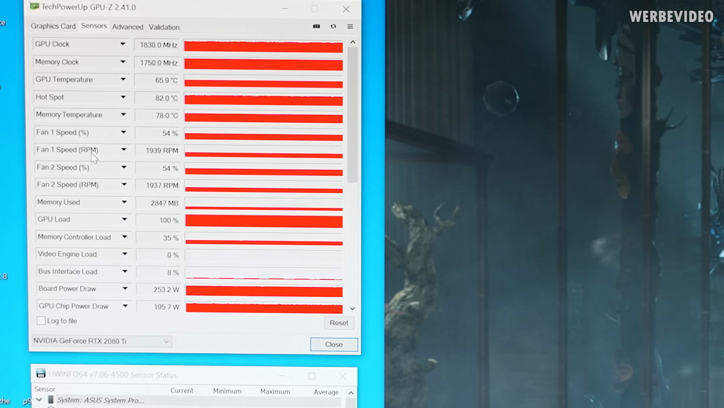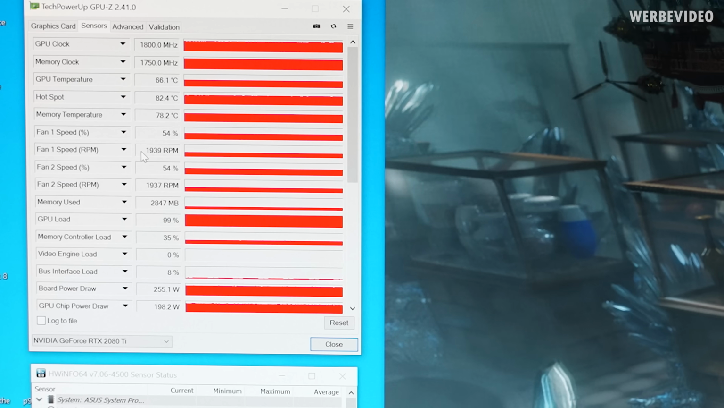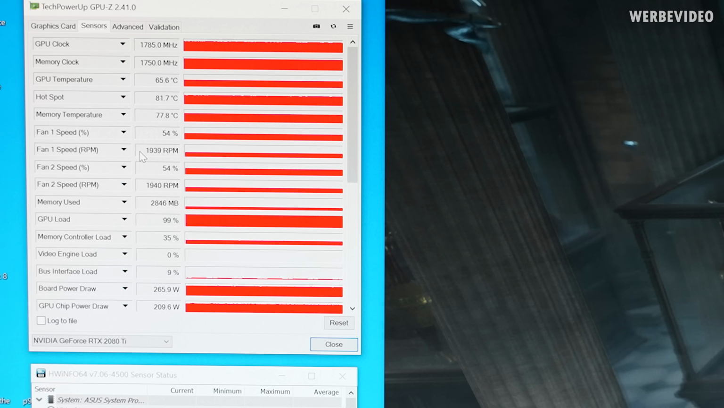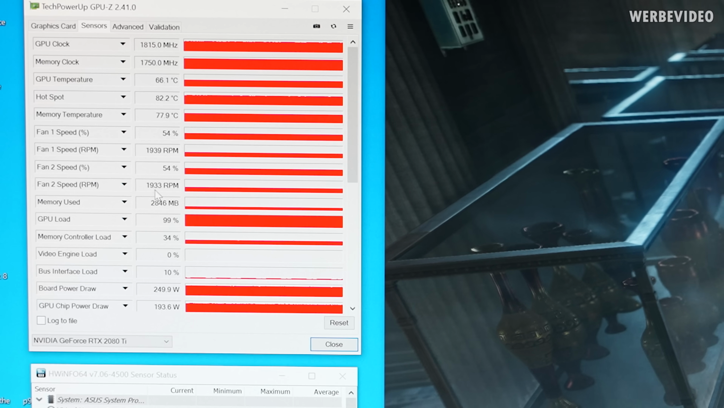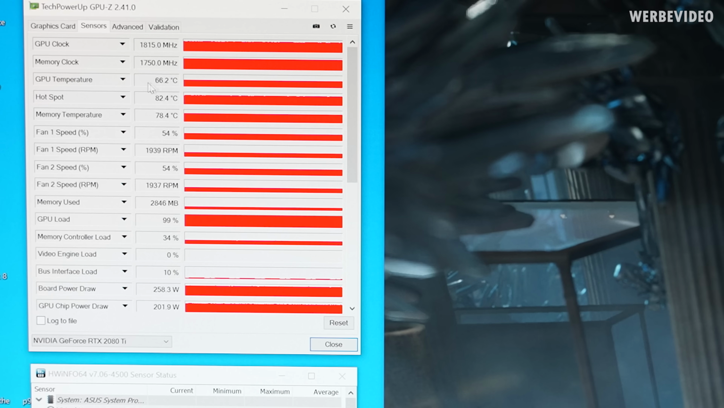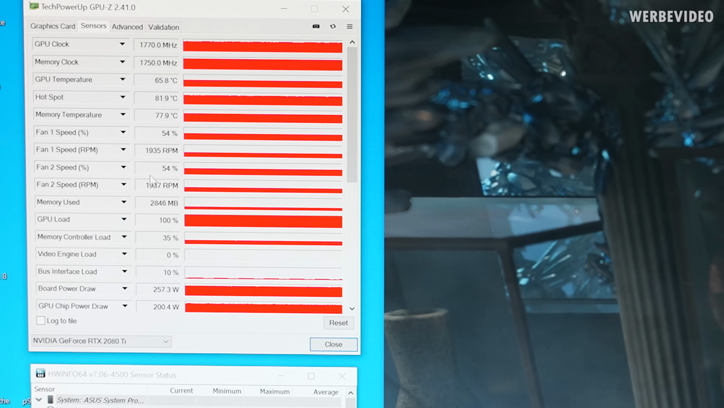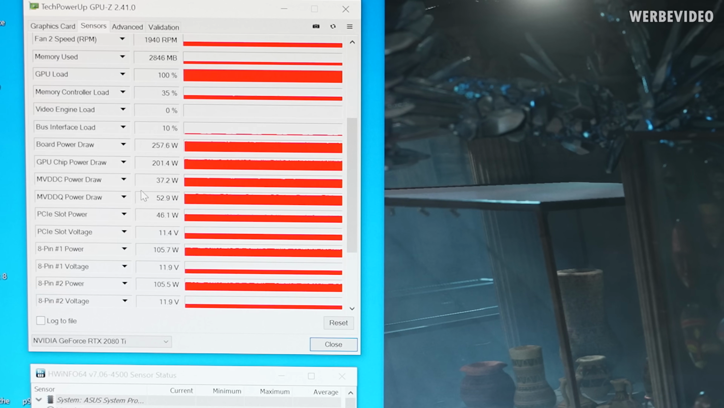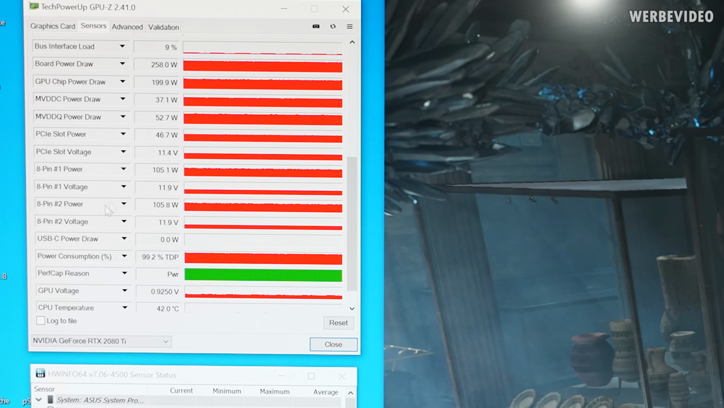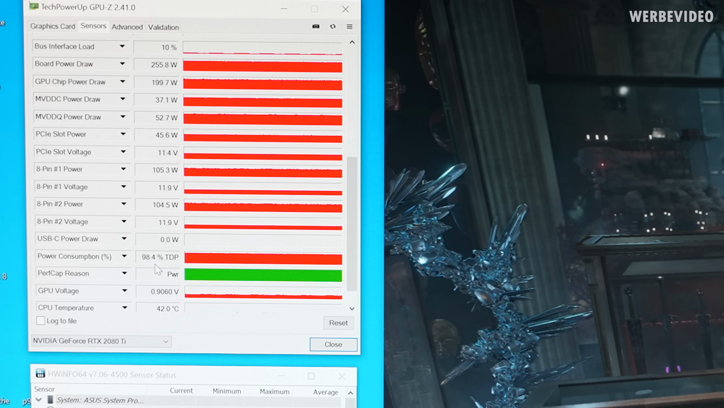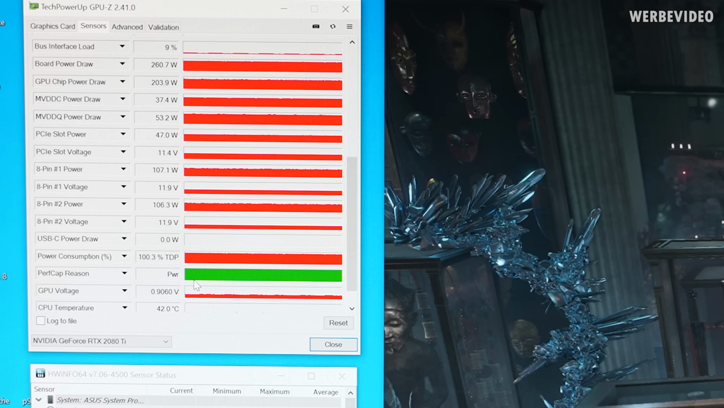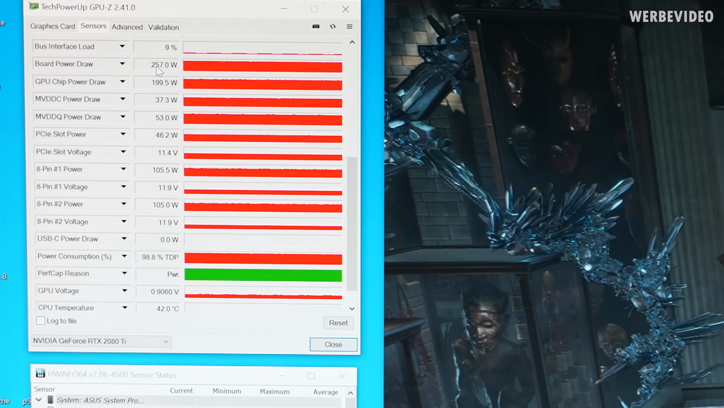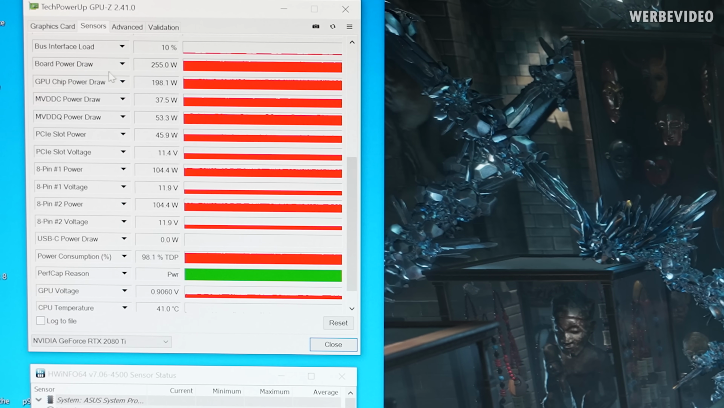GPU temperature is not going to be that relevant. It's going to be more relevant to check out the fan speed, because if we increase the power consumption of the GPU, it's more likely that the fans will spin higher instead of us seeing increased GPU temperature. So we're going to remember 1940 RPM on the GPU fan speed. And if we check the power consumption itself, it's at 100% TDP, and the perf cap reason is power right here. Board power draw is right now about 260 watt.